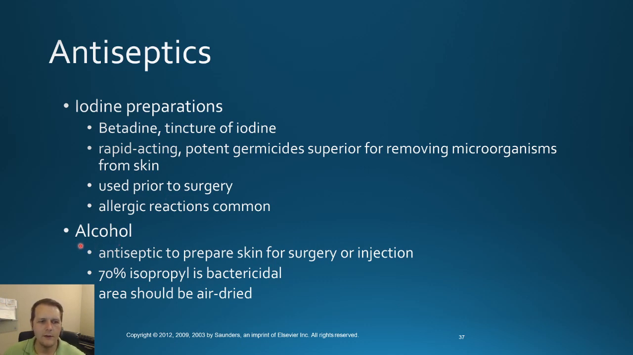I'm sure many of you have seen alcohol dispensers as you go about your day to disinfect your hands. Sometimes they can use this for surgery or for injections. You may see alcohol being used prior to starting an IV site. Most of the time, this is isopropyl alcohol, or rubbing alcohol is another name for this. That's usually a 70% solution that's bactericidal. And then the area should be air dried, which is pretty quick since the alcohol will evaporate pretty quickly.